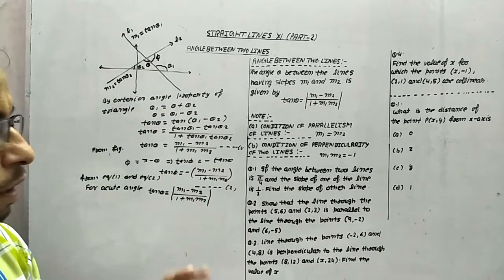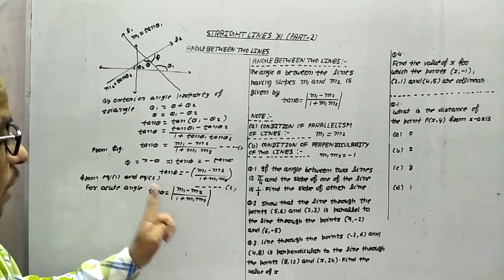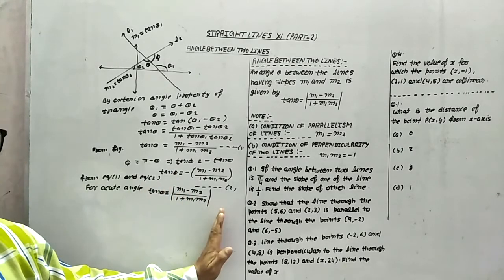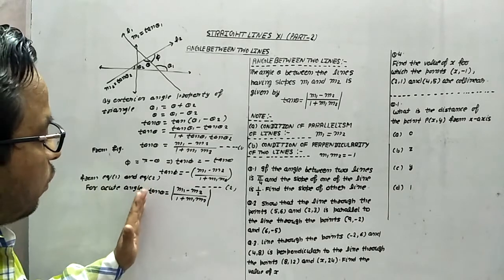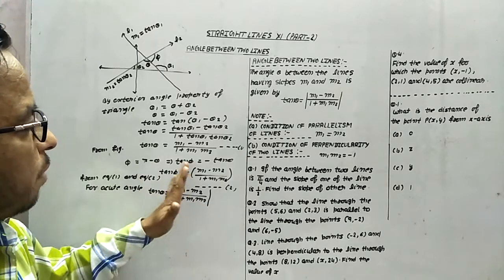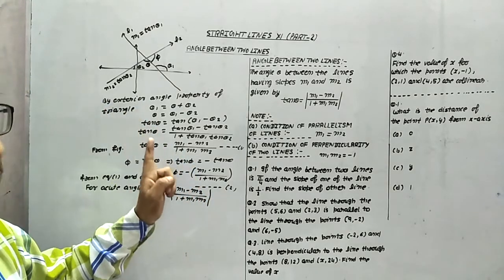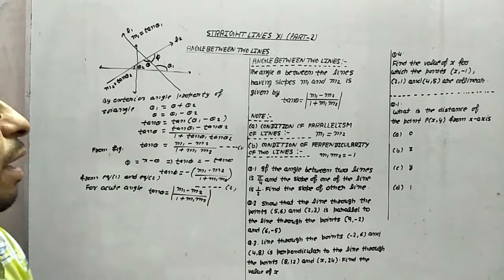Always remember this thing. If we have to find any missing slope, then whenever we remove this modulus sign, we have to extend the plus minus sign for this tan theta. Why? We will calculate the missing slope on the basis of two parts. One is on the basis of the acute angle and one is on the basis of the obtuse angle.